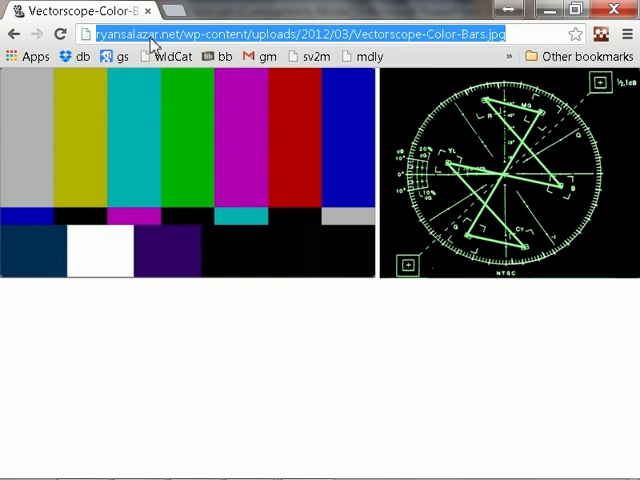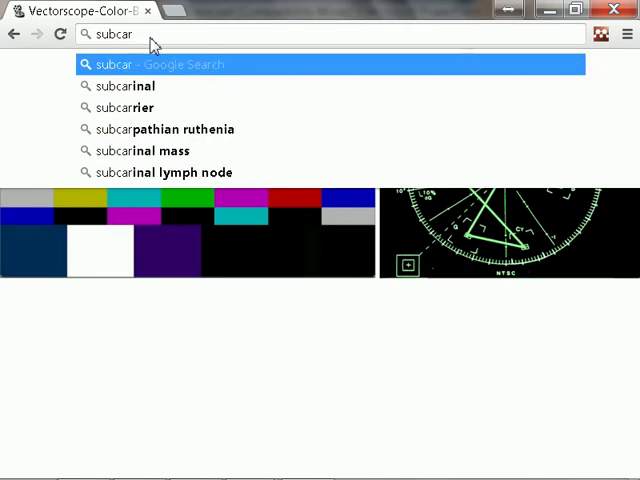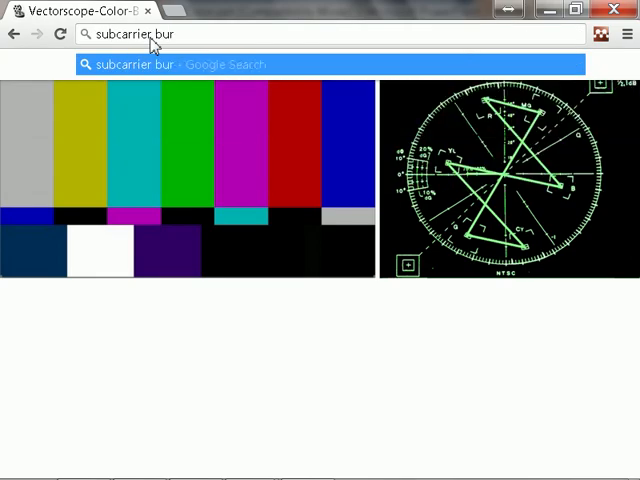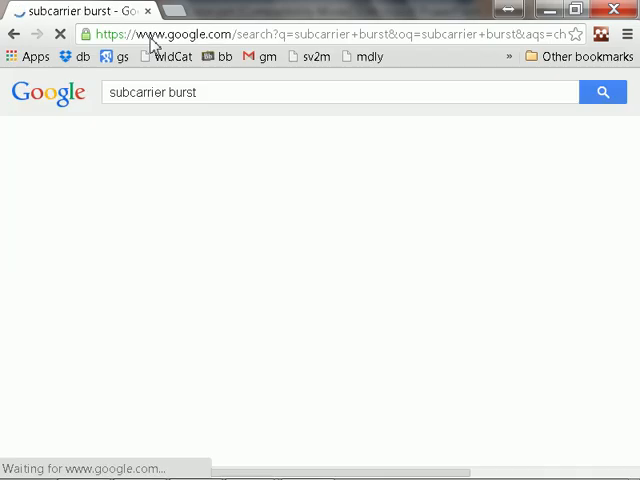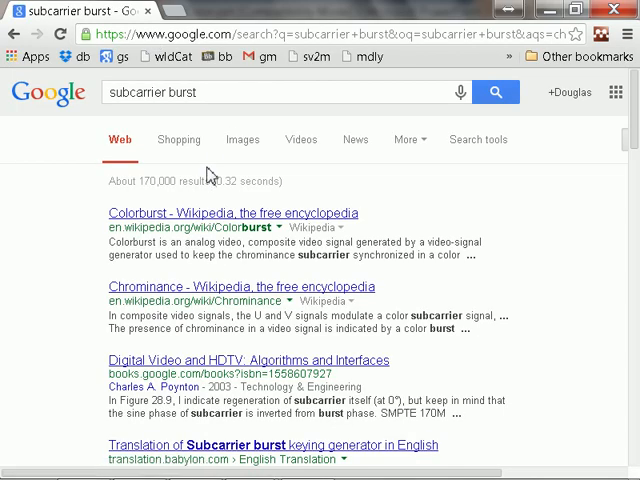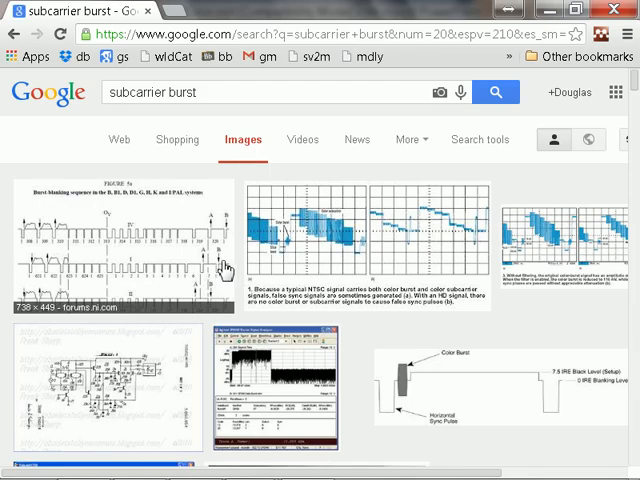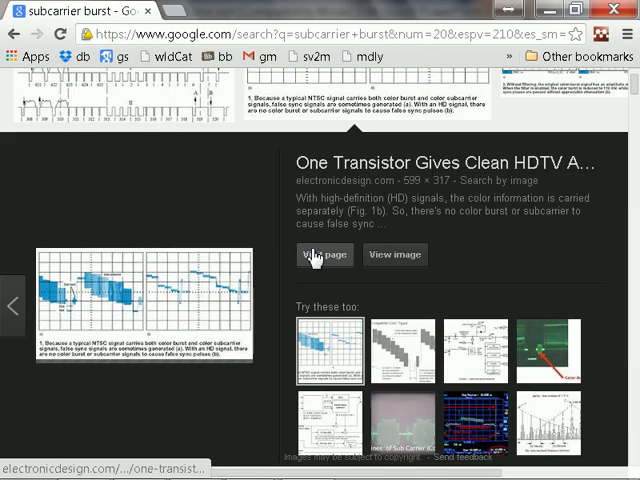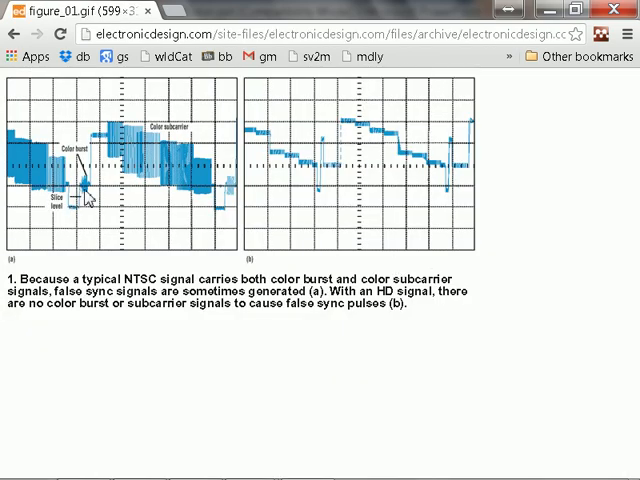They should actually have something that shows you what an NTSC color burst looks like. I'll call it subcarrier burst. They should have like an image of this. Color burst, images. They show the color burst right in here. There it is, view the image. So there's the color burst. So that's 11 cycles of color burst right in there. And then here's your negative going sync pulse.